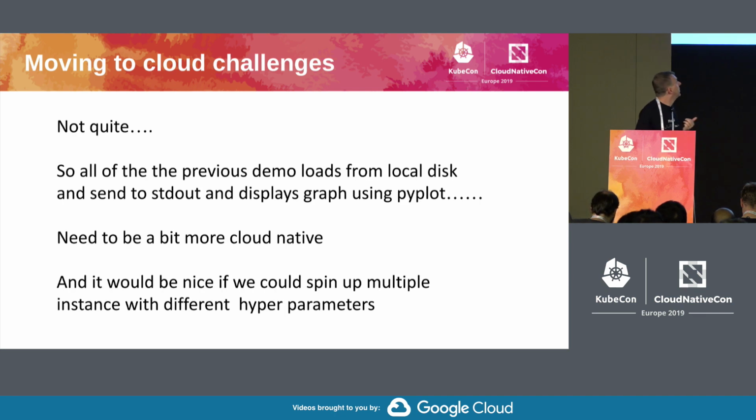Well, we kind of can and can't, right? There are a few things that are potentially going to cause issues here. Firstly, all of the previous demos load from the local disk, so we're going to have to mount the disk somehow if we use disk, and we may not want to. We send output to standard out, which is kind of fine. The graphs we display locally, we often use PyPlot for, which obviously we can't use if we run it in a remote cloud. So we want to make it a little more cloud native. And it'd be nice, when we run it in the cloud, to spin up multiple things so we could do some hyperparameter tuning and that kind of stuff.